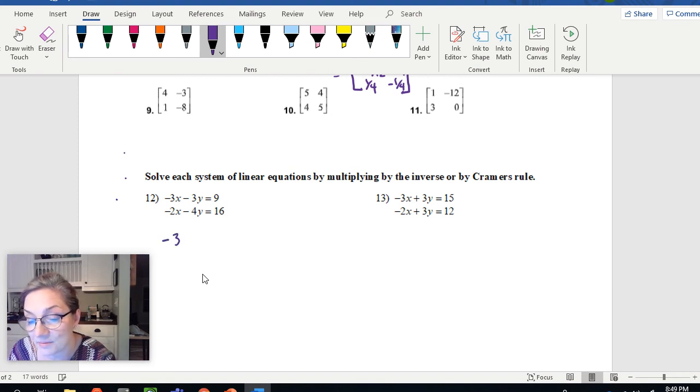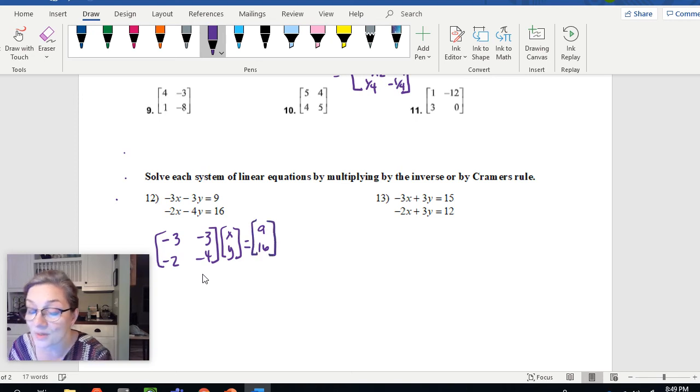So negative 3, negative 3, negative 2, negative 4, X, Y. Okay, and this, you start it like this no matter how you want to do it. Okay, 9 and 16. Okay, so if you remember Cramer's rule, this is how you do it.